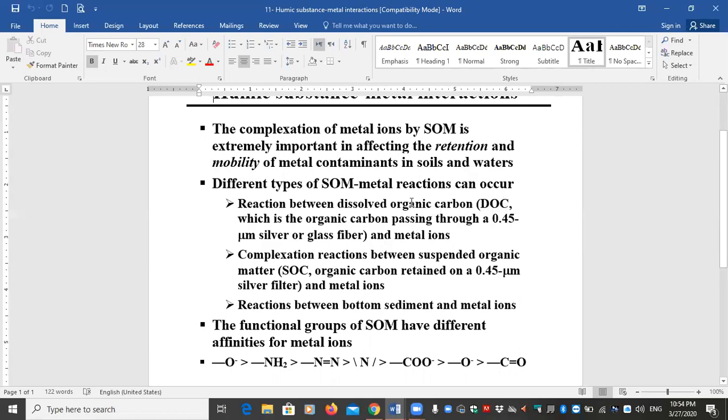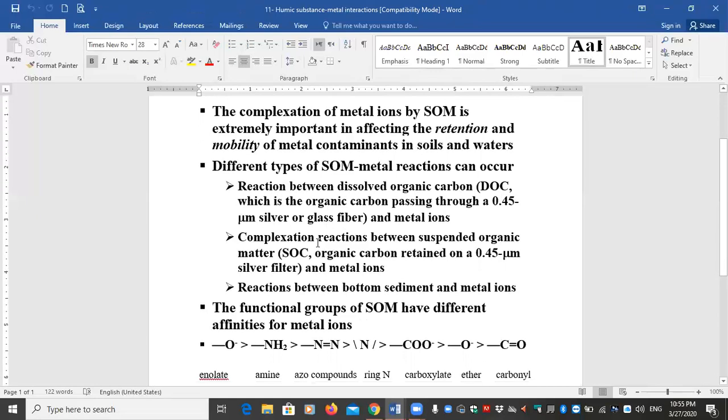So in reality, organic carbon and organic compounds do not dissolve in water, but the way we call them dissolved is based on their sizes. If they are very small in size, if they go through a 0.45 micrometer silver or glass fiber filter, that means they are smaller than that size, then we call them the dissolved organic carbon.